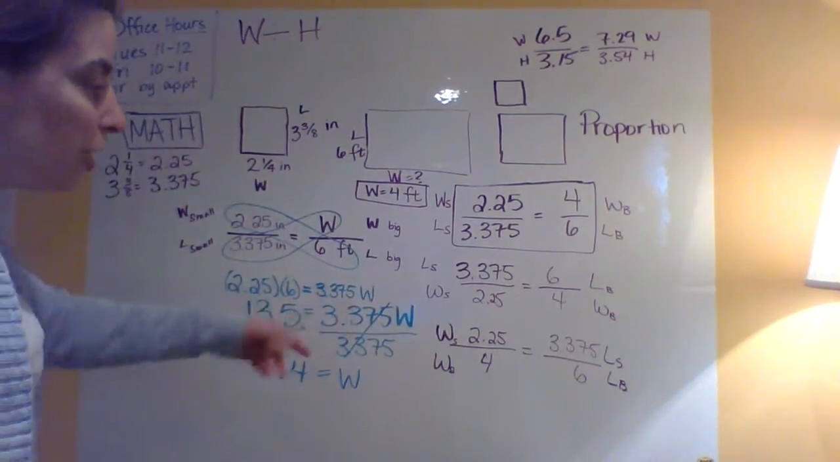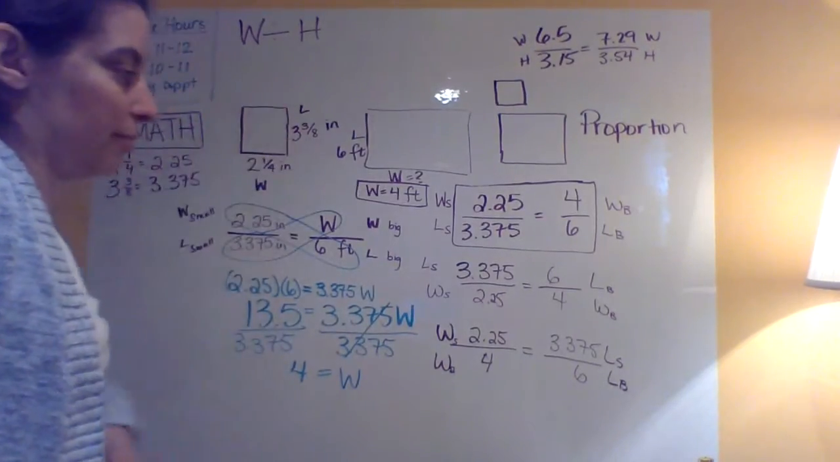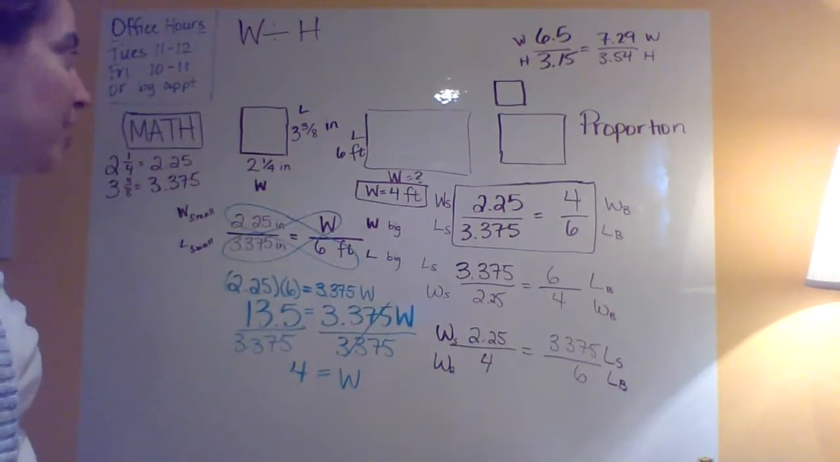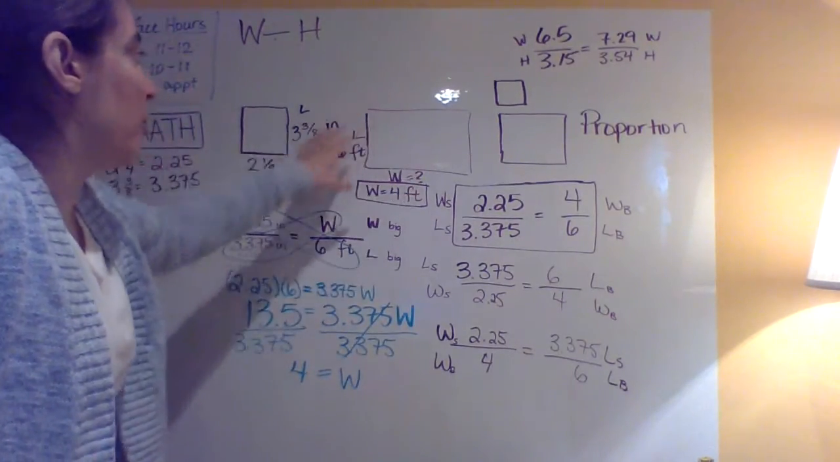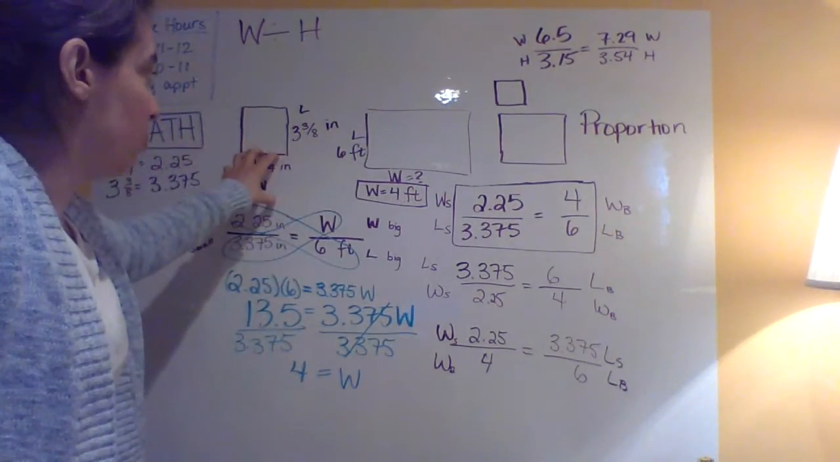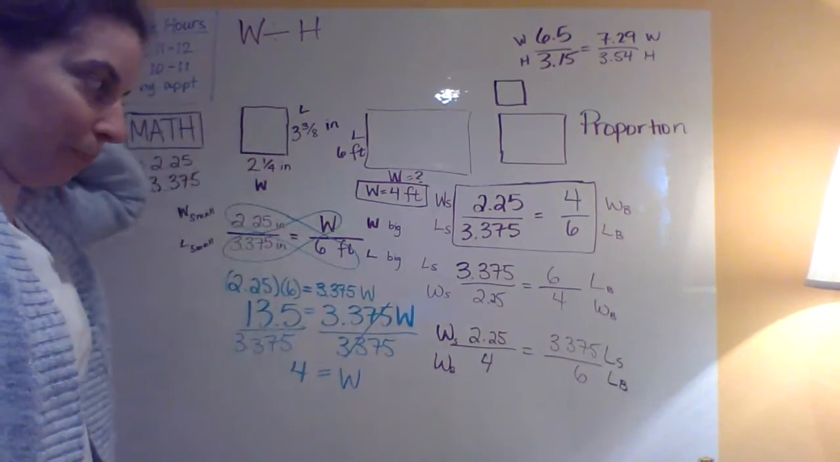Okay, and again with this you could have flipped those. You could have said width to width, length to length. The important thing is to have that pattern. I can't say width to width and then go the other way. So if this is going to be in the numerator of one, then this has to be in the numerator of the other, if I'm comparing that way.